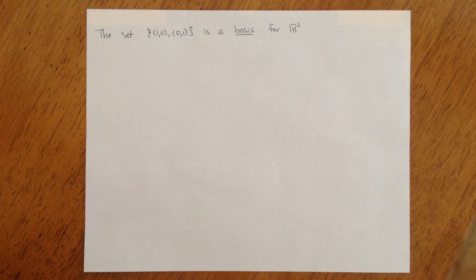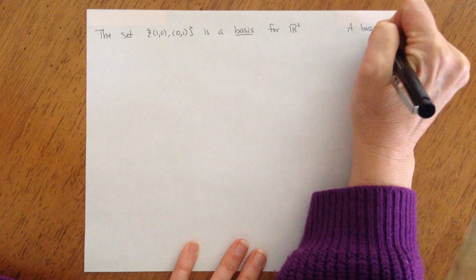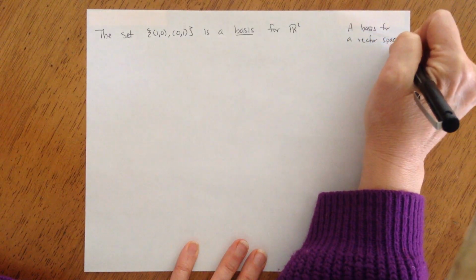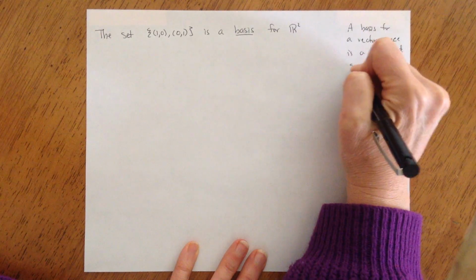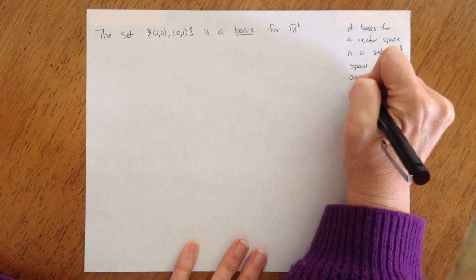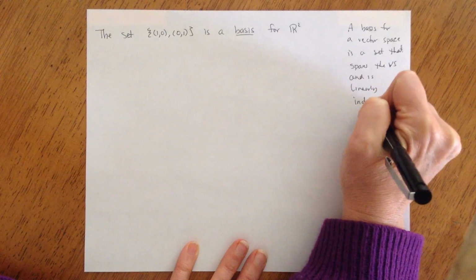So here we're looking at this set again. This is the third video in a row we've started out with this set because it's a beautiful set. This set is what you call a basis for R2. And a basis for a vector space is a set that spans the vector space and is linearly independent.